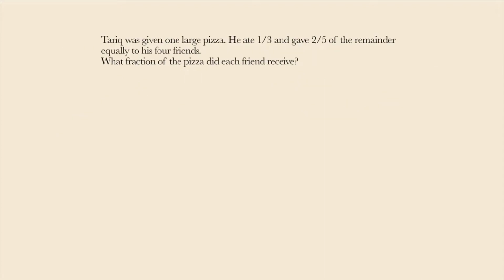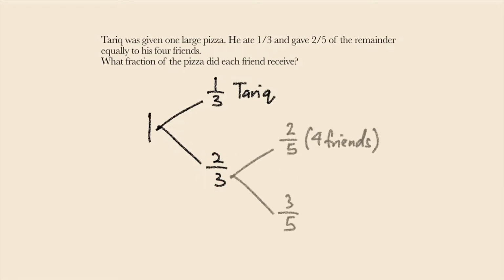Tariq was given 1 large pizza. That would be the 1 whole there. He ate 1/3 and gave 2/5 of the remaining. So Tariq himself ate 1/3 of the pizza, which means he's left with 2/3 as the remaining. And out of this remainder, 2/5 was given to his 4 friends equally.